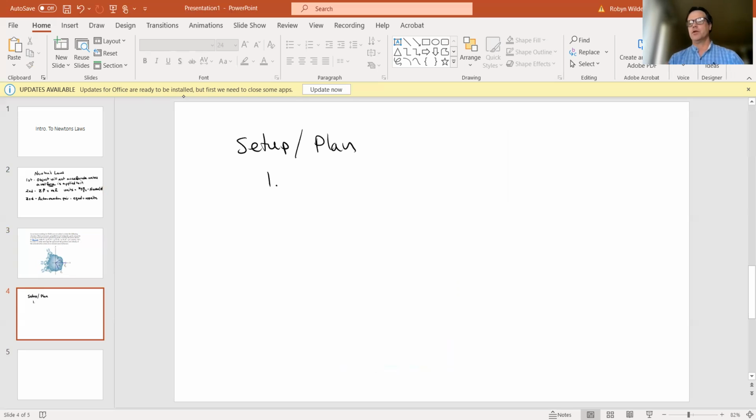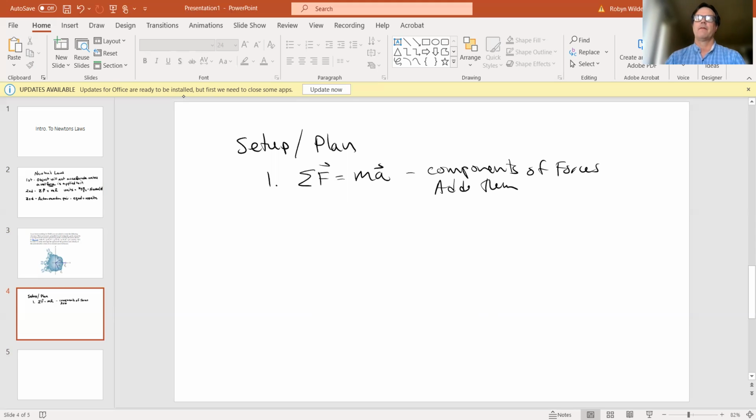Now, I know that there are forces involved, and those forces are going to cause the asteroid to accelerate. And I know that in order to figure out the acceleration of that asteroid, I have to add up the forces and set them equal to ma. So first of all, I need to get the components of the force vectors, add them, and solve for the acceleration. There's kind of 3 sub-steps to that.